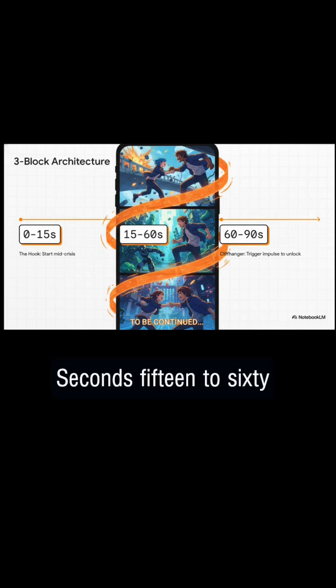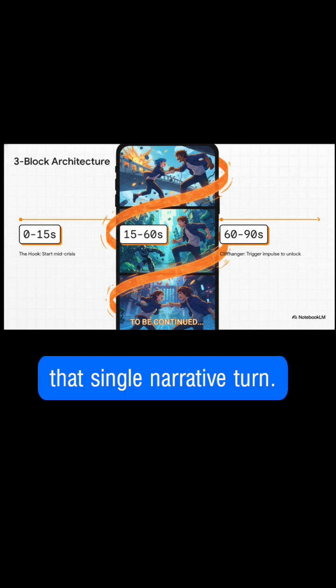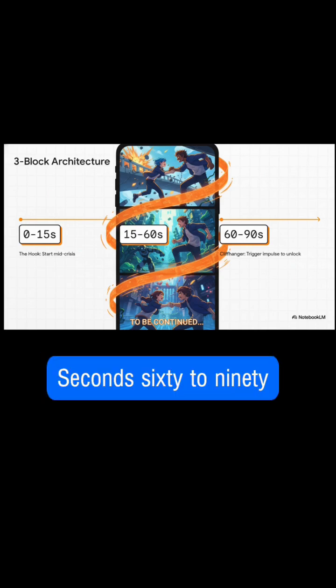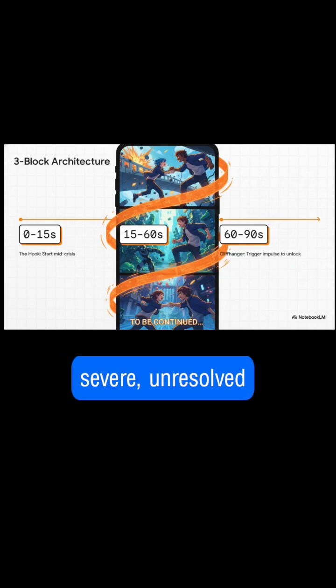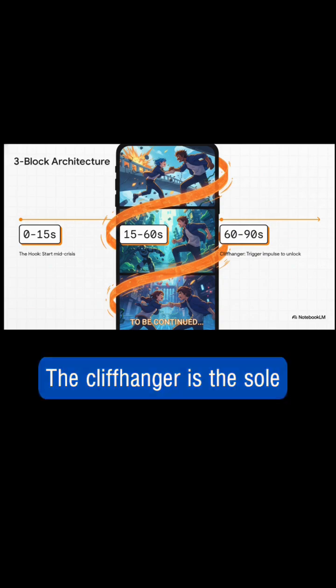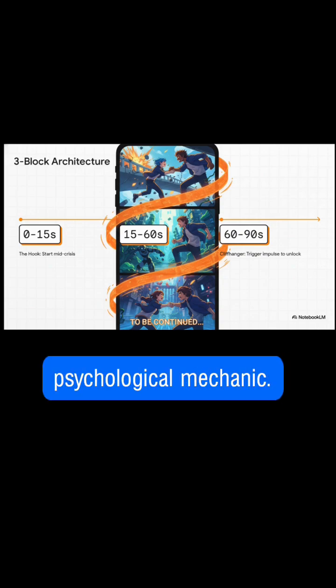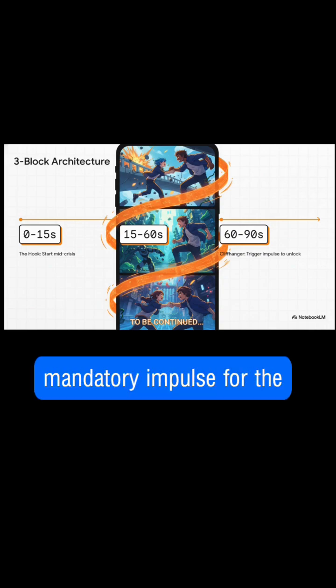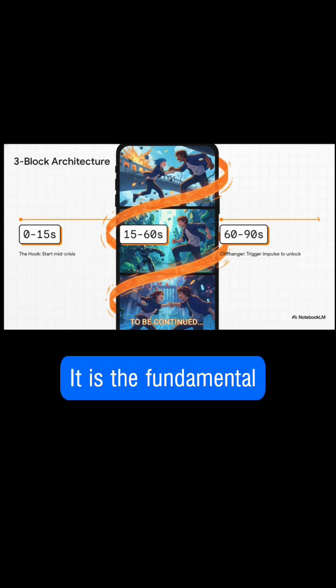Seconds 15 to 60 serve as the escalation of that single narrative turn, raising the stakes through dialogue and tight pacing. Seconds 60 to 90 must conclude with a severe, unresolved cliffhanger. Do not underestimate this step. The cliffhanger is the sole psychological mechanic that triggers an immediate, mandatory impulse for the viewer to click and unlock the next episode. It is the fundamental mechanism that monetizes a vertical drama.